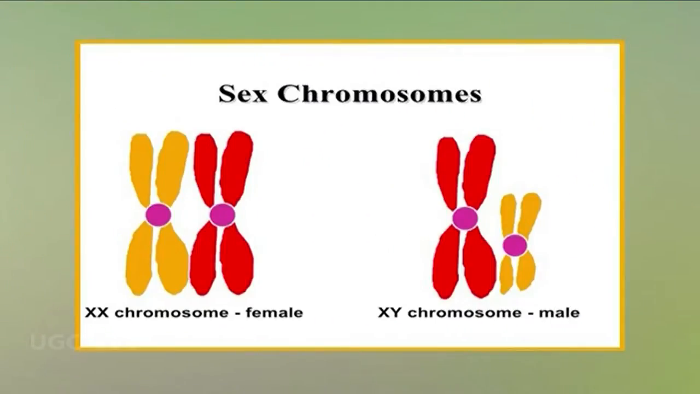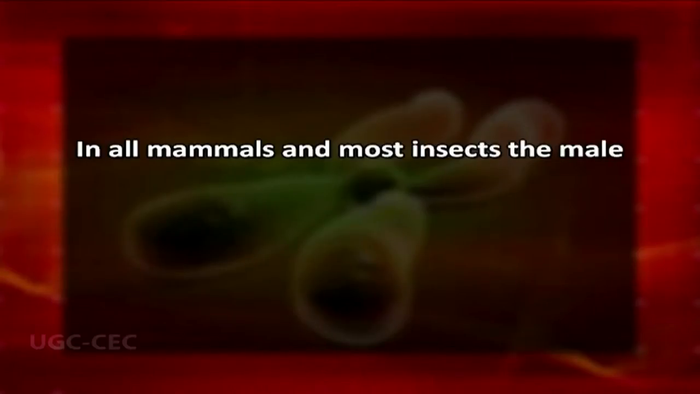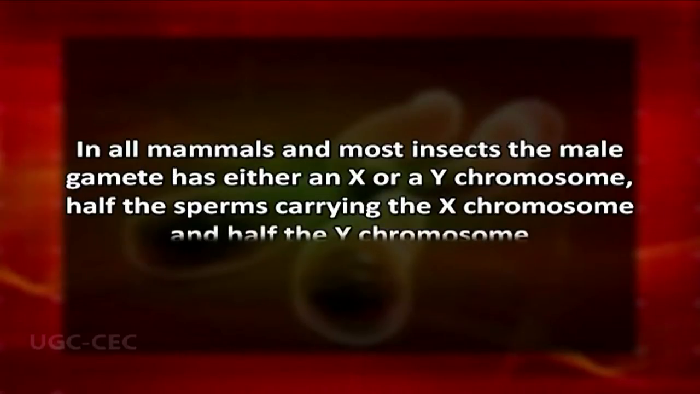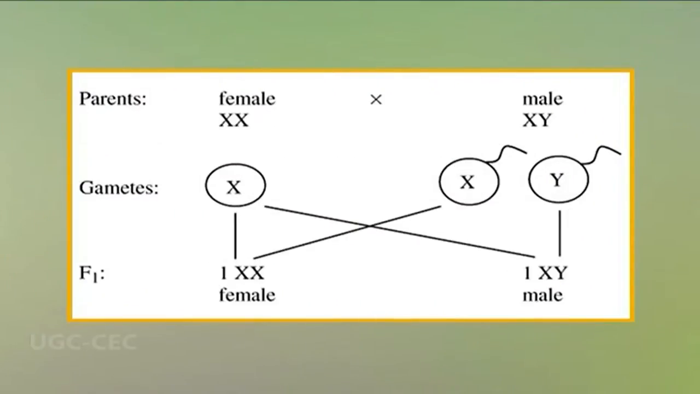Many animals have a pair of sex chromosomes which determines whether their offspring will be male or female. In all mammals and most insects, the male gamete has either an X or a Y chromosome, half the sperm carrying the X chromosome and half the Y chromosome. The male is thus heterogametic. The female gamete has only X chromosomes, the unfertilized eggs each carrying an X chromosome. The female is thus homogametic.